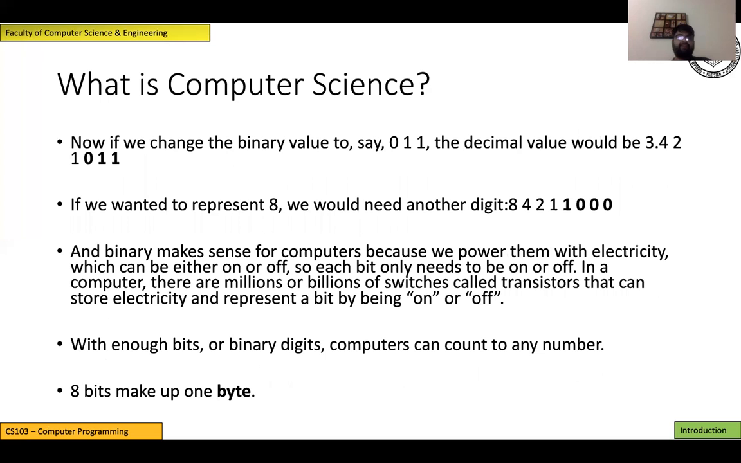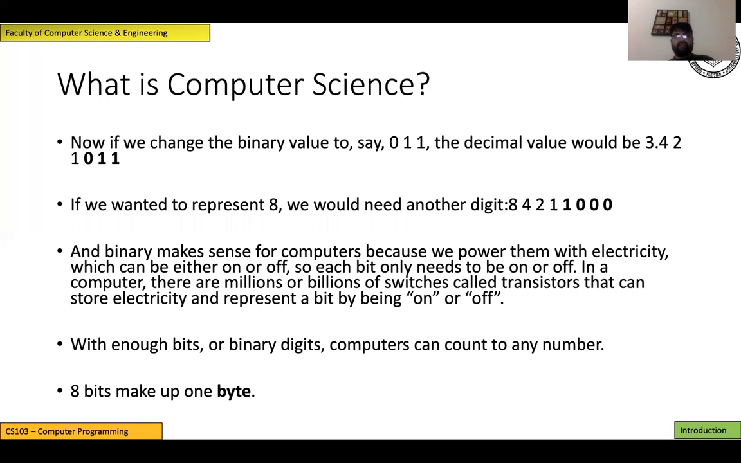But if we change the binary value to, say, 0, 1, 1, the decimal value would be 0 into 4 plus 1 into 2 plus 1 into 1, which is 3. And if you want to represent it into 8, similarly the powers would then be 8, 4, 2, 1.